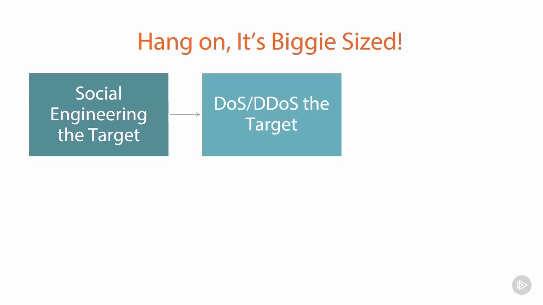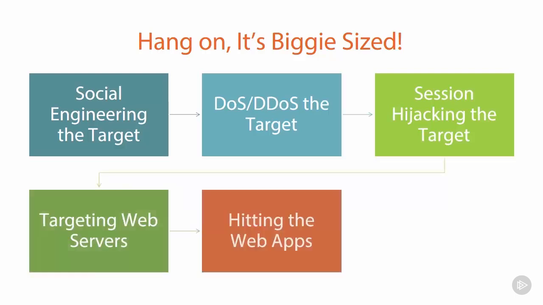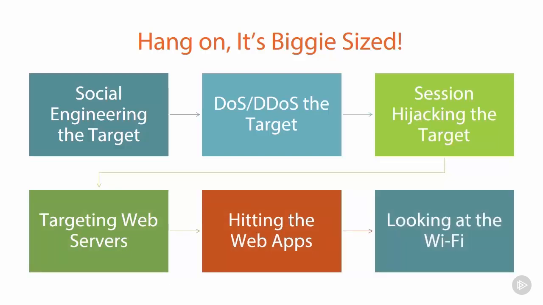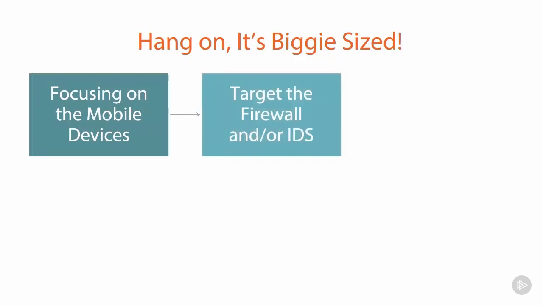We'll also look at things that we need to cover when we're trying to do a session hijack on the target. And then we'll dive into targeting web servers as well as the web apps on pen tests. And because Wi-Fi is just simply an extension of our network, we'll look at pen testing the Wi-Fi network. Gee, Dale, that's a lot. I know, but guess what? There's more! We're going to go through and focus in on mobile devices. Then we'll look at how we target firewalls and intrusion detection systems in pen testing.